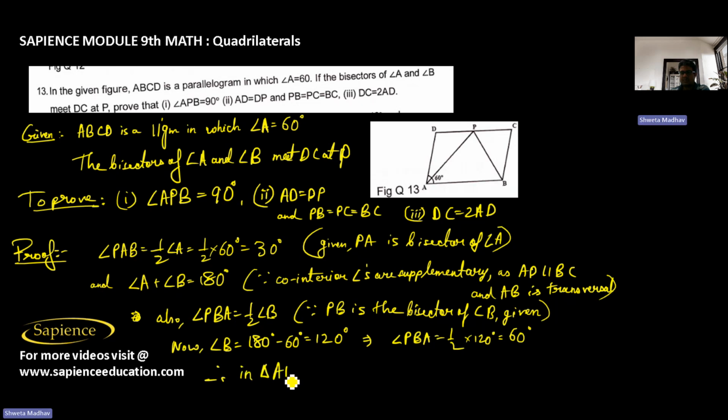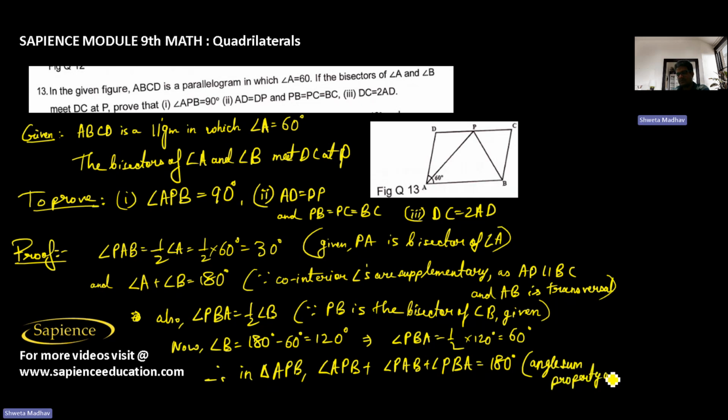in triangle APB, angle APB plus angle PAB plus angle PBA is equal to 180 degrees. It is according to the angle sum property of a triangle.